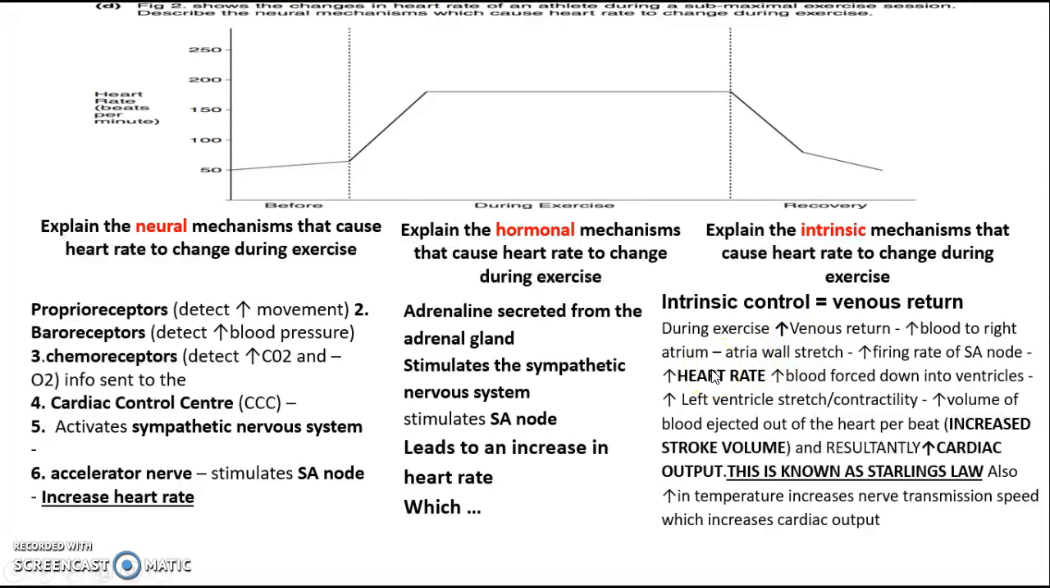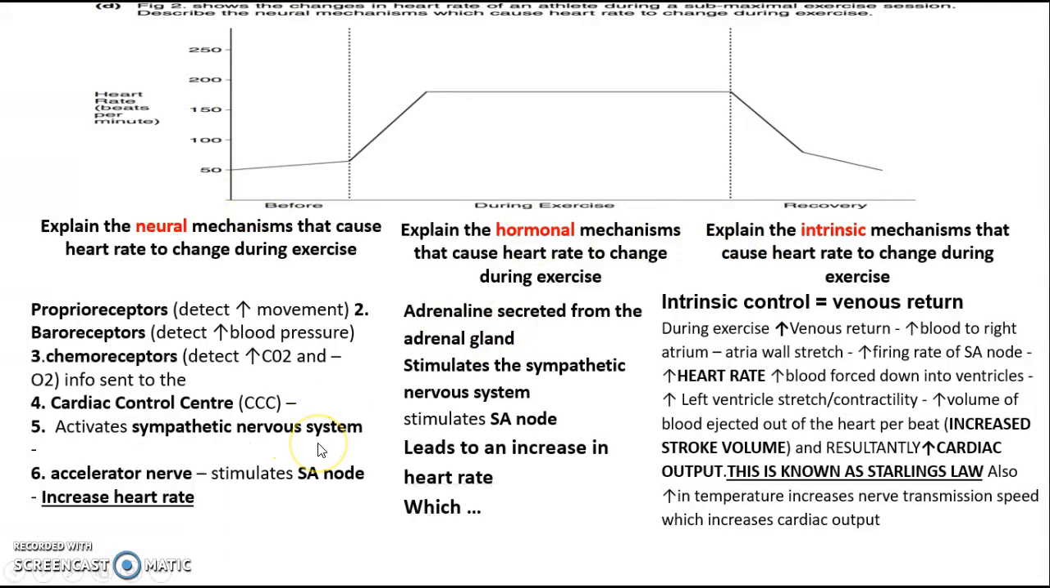But of course, it doesn't stop there with intrinsic control, because the firing rate of the SA node causes an increase in the blood forced down into the ventricles, which causes that ventricular stretch and contractility, and then that will increase stroke volume. That concept of increased venous return leading to increased stroke volume is known as Starling's law, and on top of that, you've got an increase in cardiac output, which means that more oxygenated blood goes to the working muscles of the aerobic training run, or the middle distance runner. Also, an increase in temperature increases the nerve transmission speed to the SA node. So that's part one.